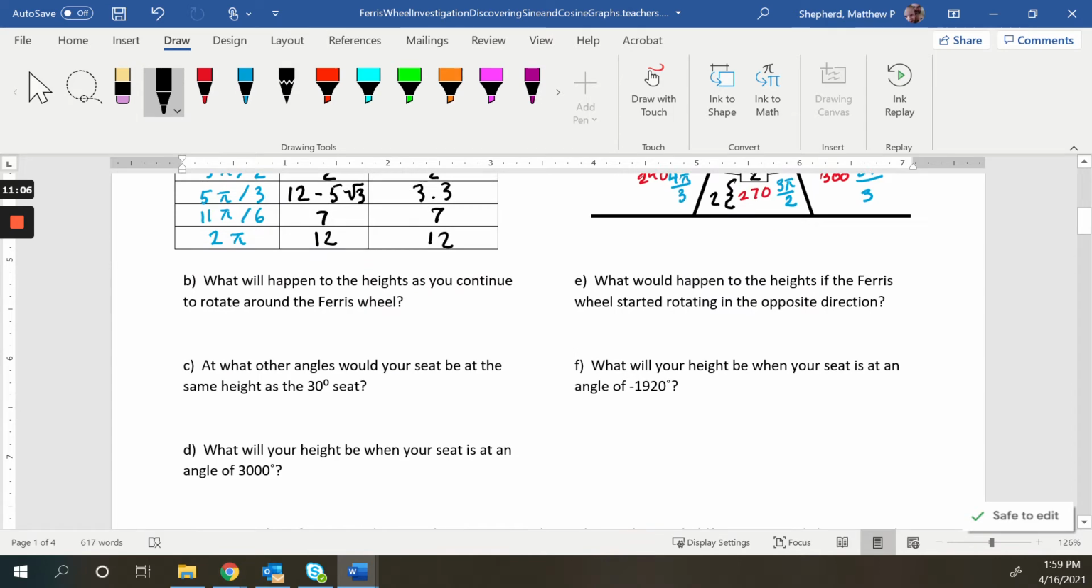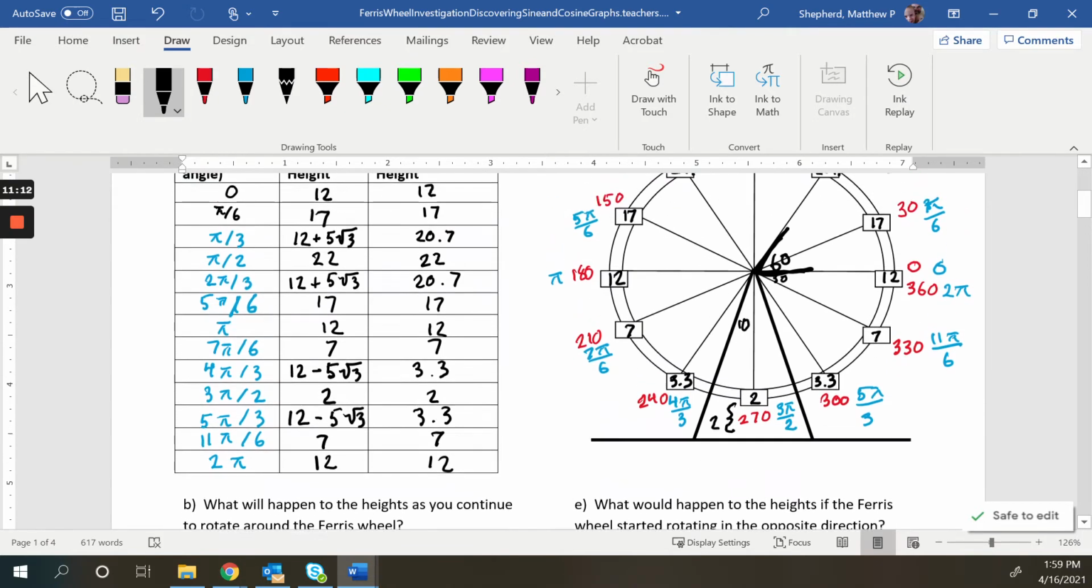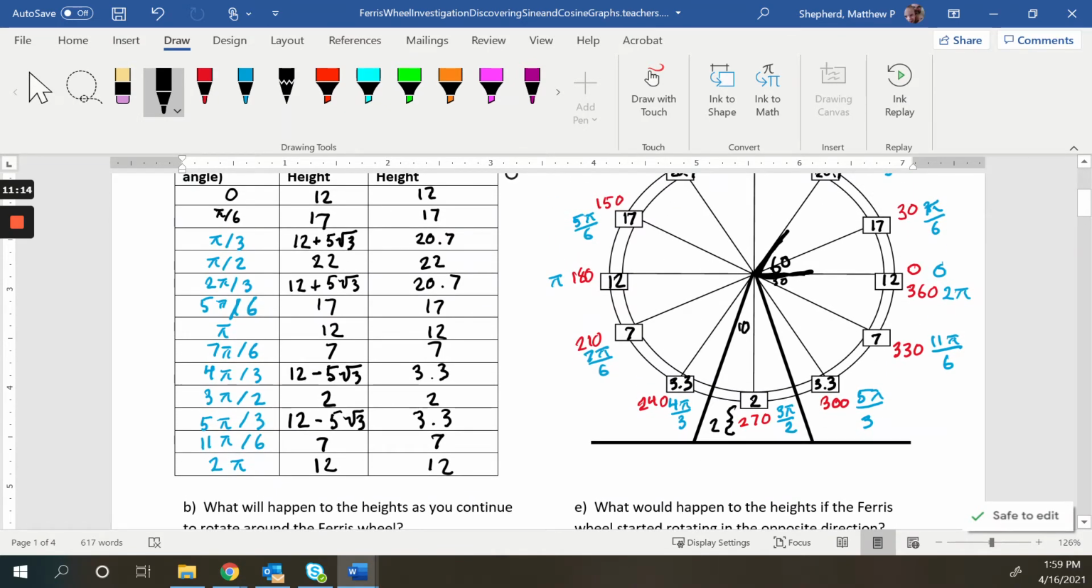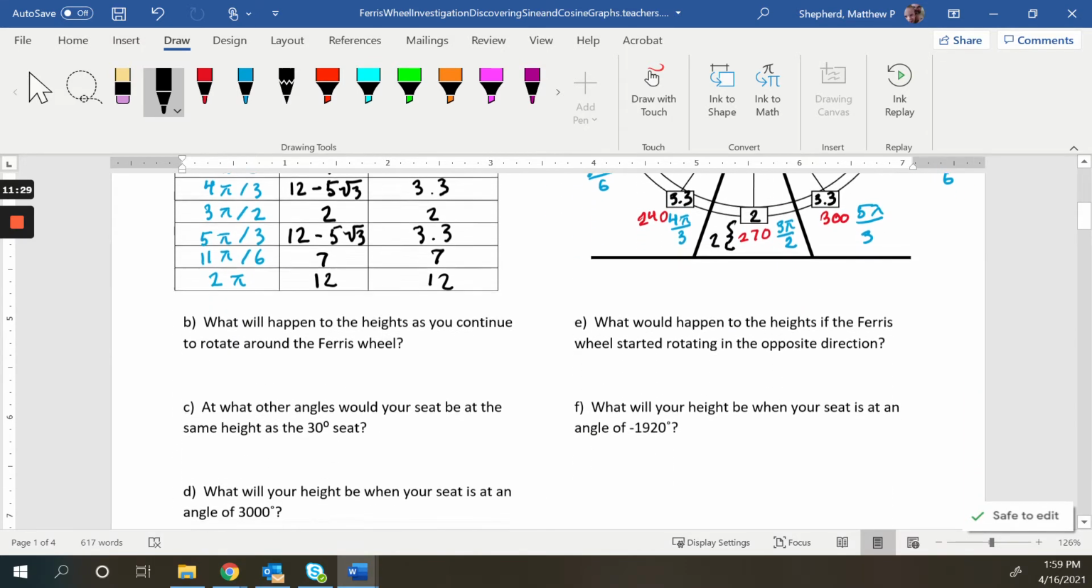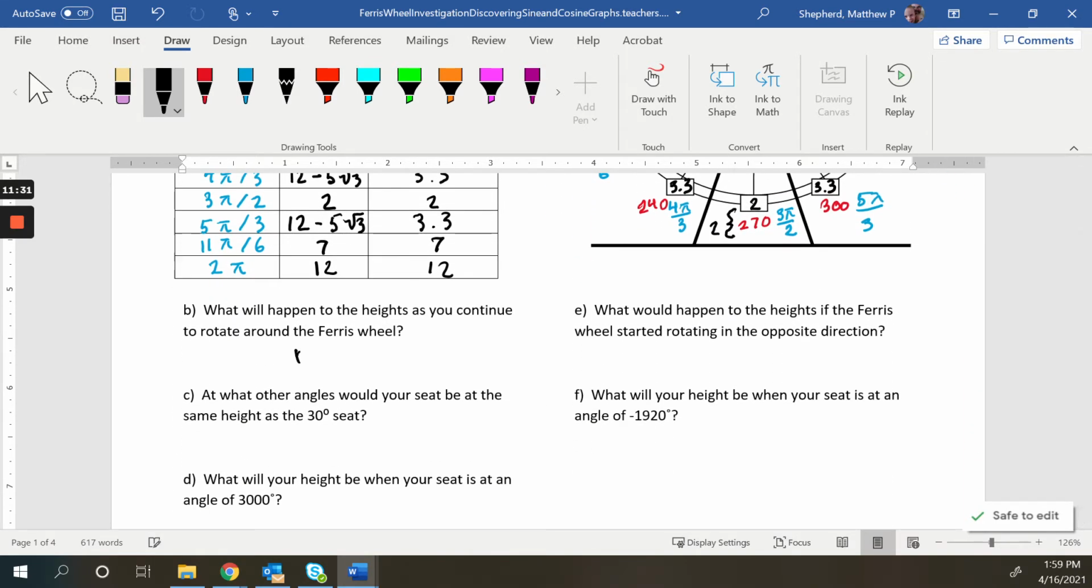So let's look at some of these questions. What's going to happen to the height as you continue to rotate around the Ferris wheel? Well, these black numbers are our heights, so as I continue, so I was at 12, now I'm going to go to 17, to the 20.7, to 22. I'm just going to repeat all the exact same numbers over and over, because that's what you do. The Ferris wheel just goes around and you reach all the exact same heights. So I'm just going to put a really simple answer here, and I'm just going to say they repeat.